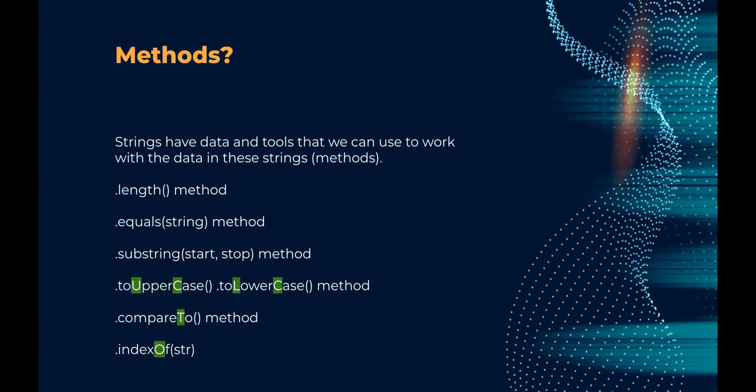Okay, methods. Strings, or even reference data types, have built-in methods, as we talked about on the first slide. So strings have data and tools that we can use to work with the data in these strings. We have all these methods, .length, .equals, and so on and so forth. We'll be going into them in detail in one of the next slides.